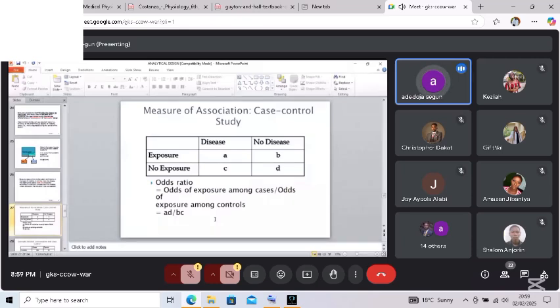So if you now want to calculate the odds ratio of exposure among cases, among people that have developed the disease already, over the odds of exposure among controls, that's the probability of exposure among cases and the probability of exposure among controls. The odds ratio is not totally the same as probability, but they share some level of similarities.